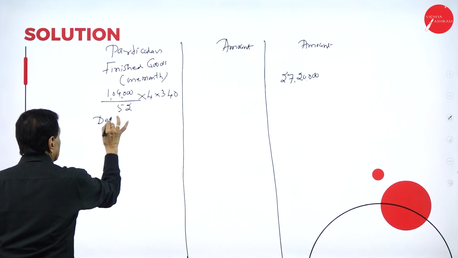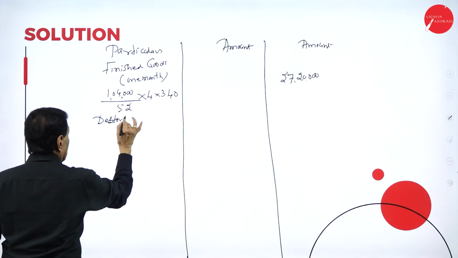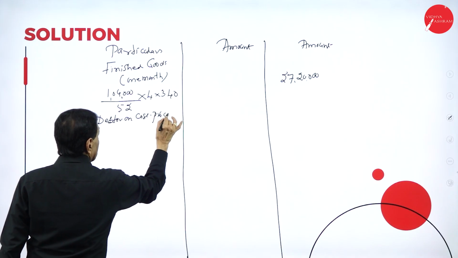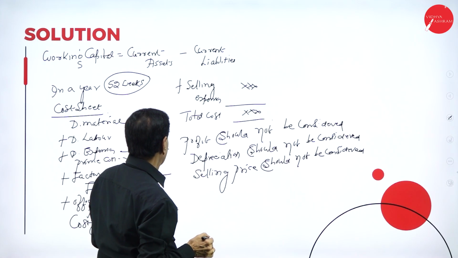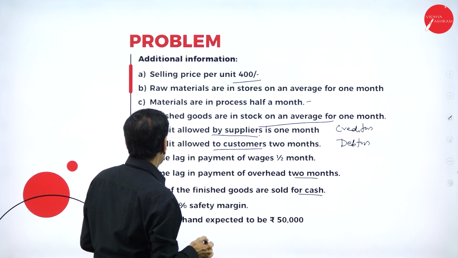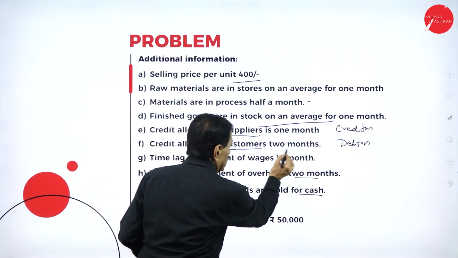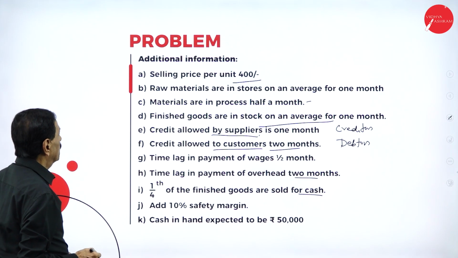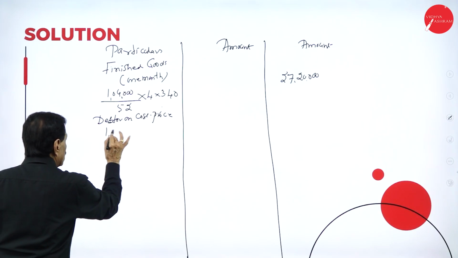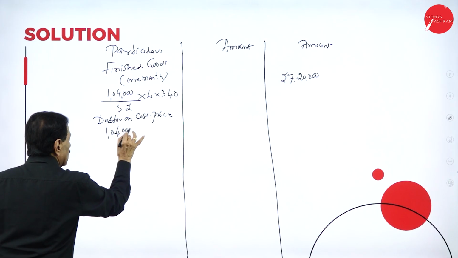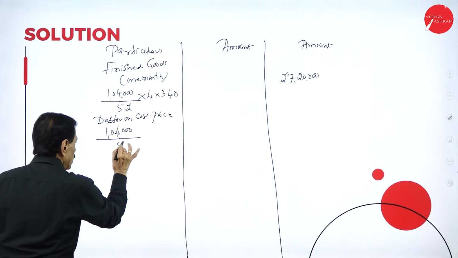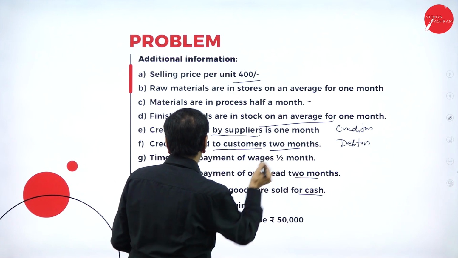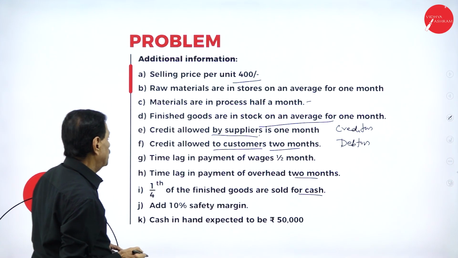Debtors on cost price. Come back here. Credit allowed to customer is 2 months. 2 months means 8 weeks. 1,04,000 divided by 52. How many months are there? 2 months allowed to customer. 2 months means 8 weeks.